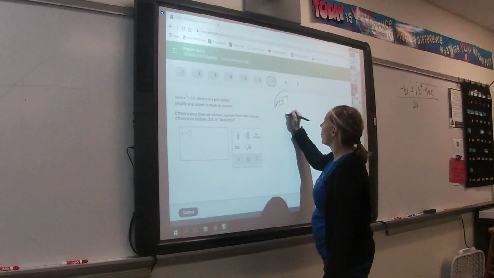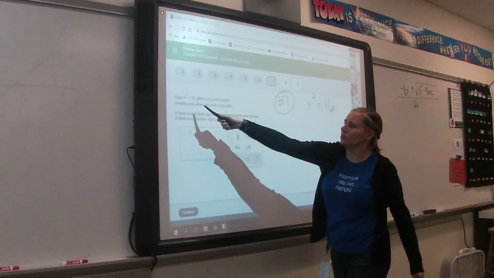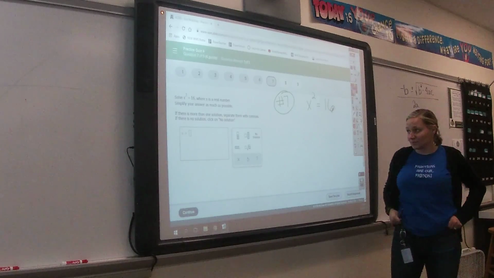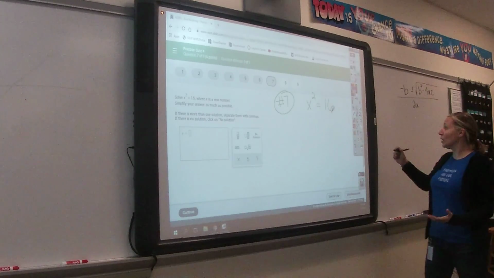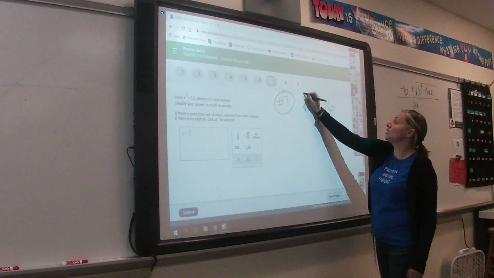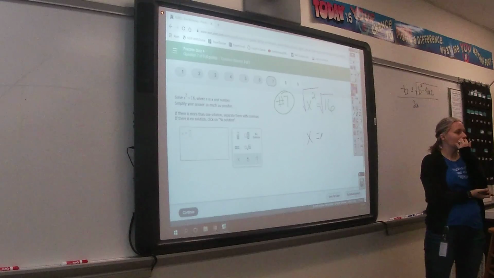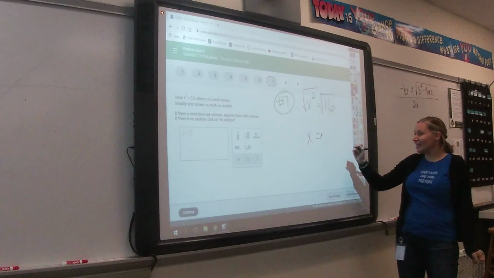This is words instead of numbers. It tells you, solve x squared equals 16. Don't you just take the square root? Yeah, we just take the square root. So to undo an exponent of 2, we square root. But class, what is the square root of 16? Plus or minus 4?